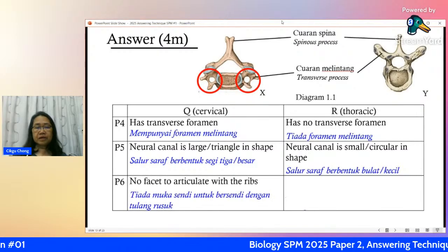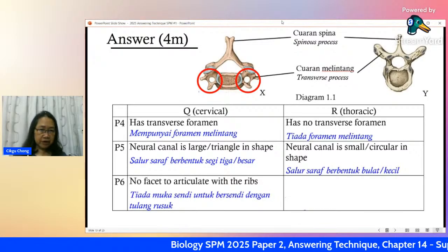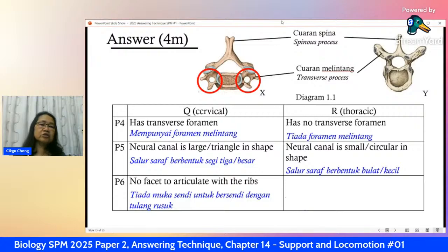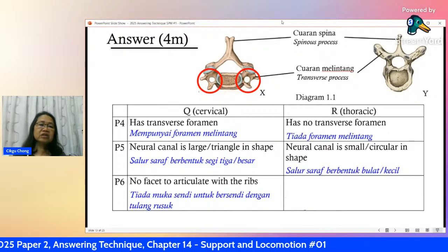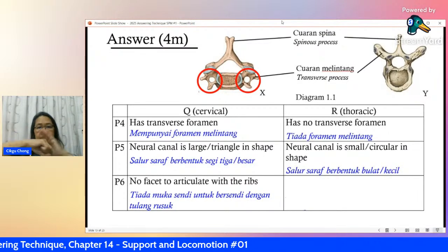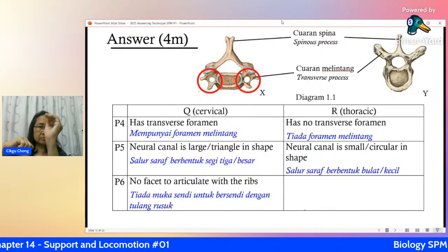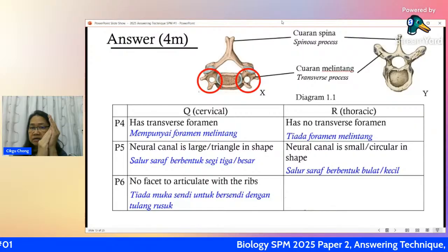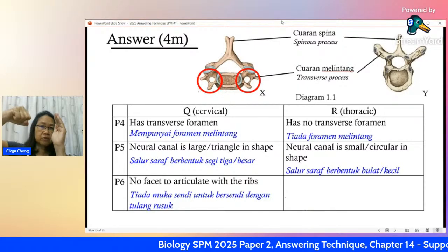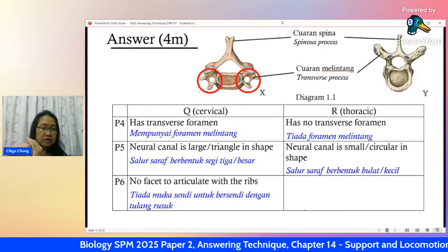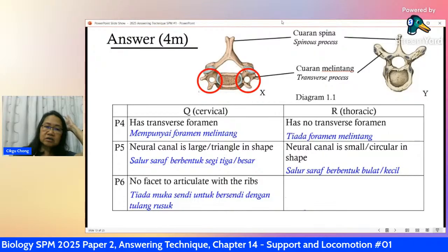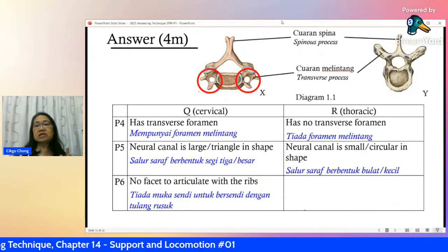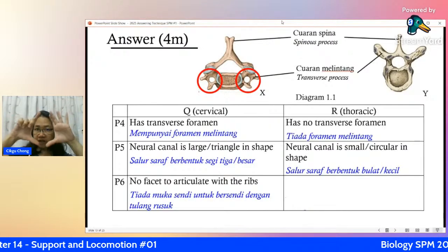Okay, one more. For the cervical vertebrae, there is no facet to articulate with the ribs. Articulate means to connect. So this is, let's say, the bone, and then there's a place here. This is called a facet. Facet is a permukaan. So this bone here is to connect. It's called articulate. So here there is no such thing with the ribs, because your ribs don't come up from the neck. Your ribs come up from the spine at the thoracic region.